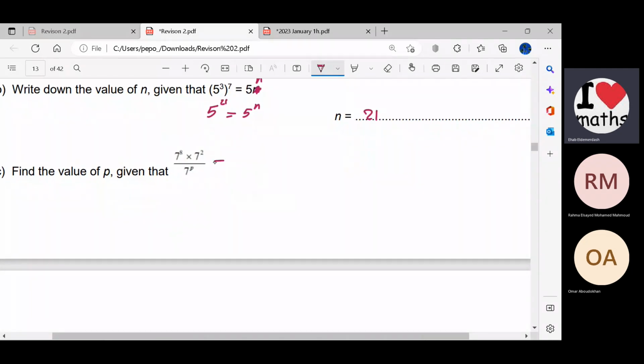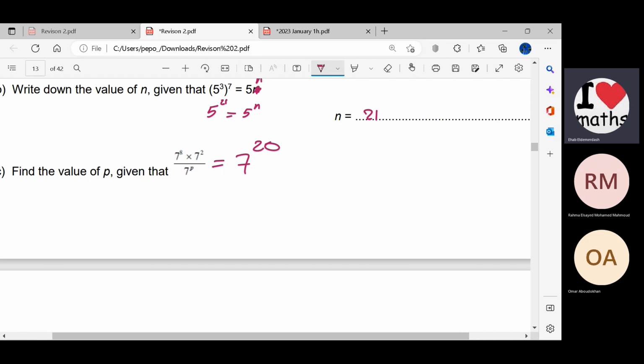Well, I will assume it's 7 power 20. Who can find for me the value of p? 10. It's gonna be 10. 7 to the power 10 is also equal to 7 to the 20, p minus 20. 10, wait, 30. p minus 20.